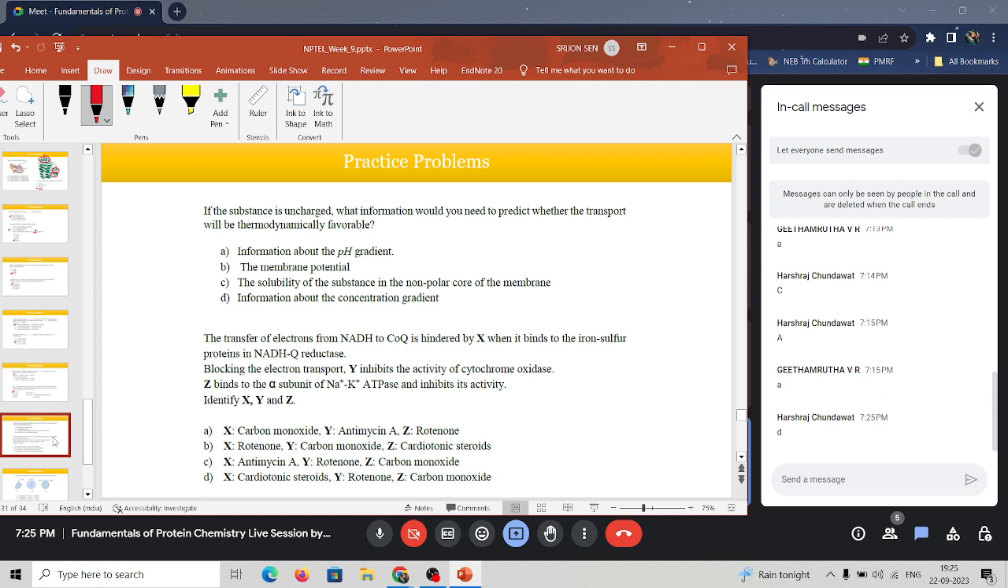Okay. Yes. So when we are talking about the feasibility or the favorability of a thermodynamic reaction, for that delta G has to be negative. Now what is delta G? Delta G equals to your RT ln, the concentration of the ion inside divided by the concentration of the ion outside, and plus you have the particular term where you have the charge with it.